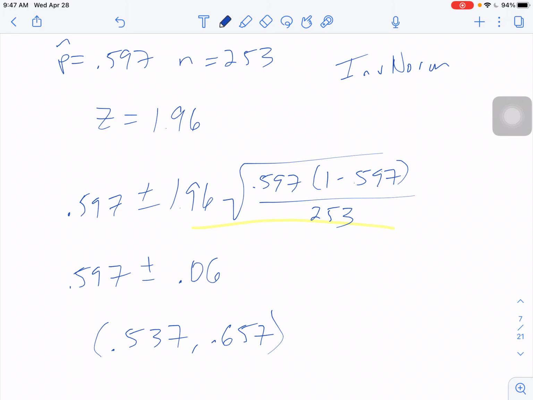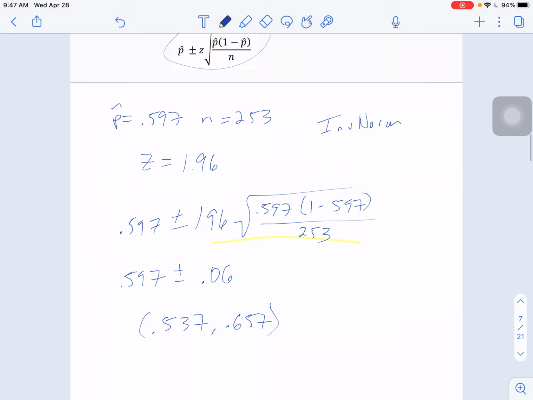That would be the interval that I would use to estimate the true proportion of black voters who support DC statehood. So about 53.7% to about 65.7%. Okay, hopefully you got that answer. So again, make sure that you get that submitted to Schoology.